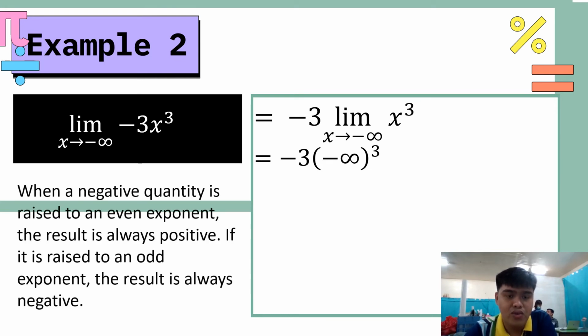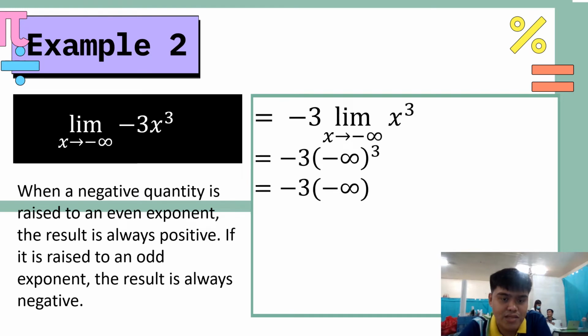Now remember the rule in raising a negative value to a certain power. When a negative quantity is raised to an even exponent, the result is positive. If you raise it to an odd exponent, the result is always negative. In this case, the negative infinity is cubed, or raised to the power of 3. This results in a negative value. So that becomes negative 3 times negative infinity.